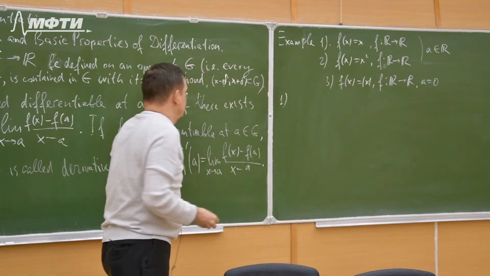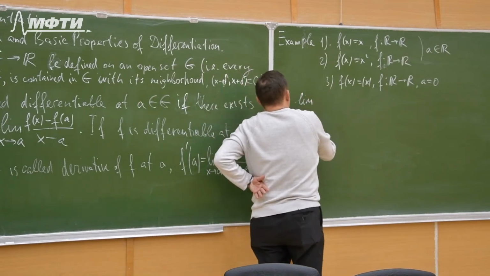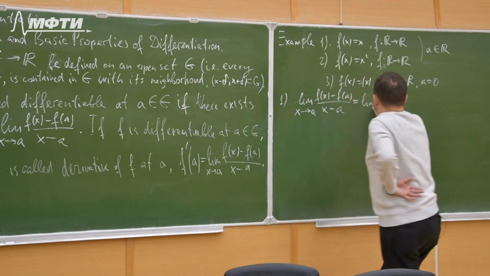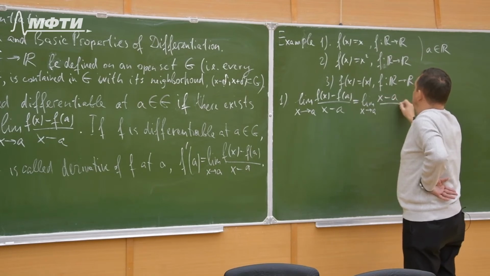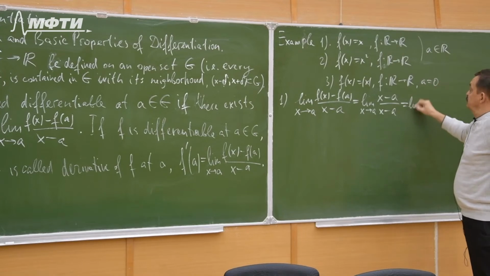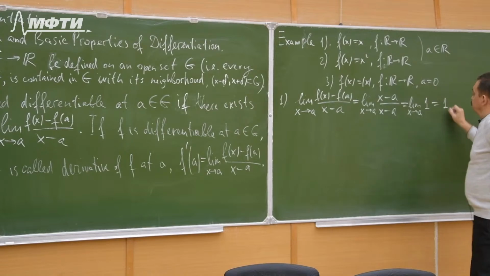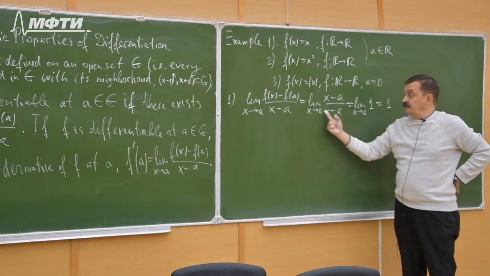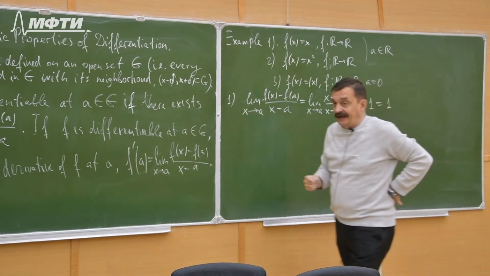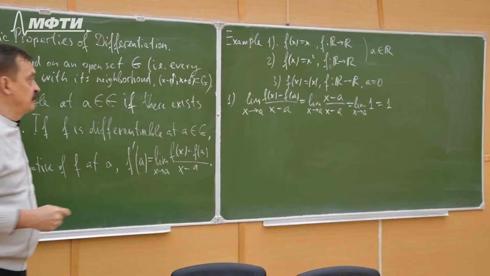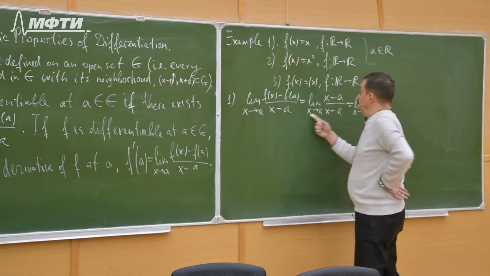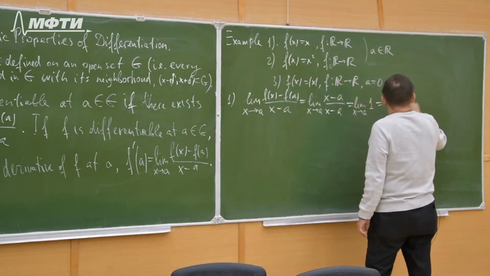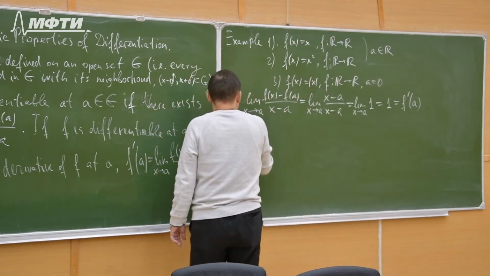In the first example, we should check the existence of the limit as x tends to a of f of x minus f of a over x minus a. In our case, that is precisely x minus a over x minus a, and obviously it's the same as 1. Why? Because when we consider the limit, we suppose x is not equal to a, so we can cancel the common multiplier in numerator and denominator, which is not 0. And after that, we substitute x equals a.